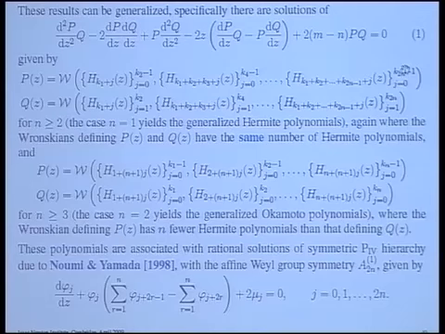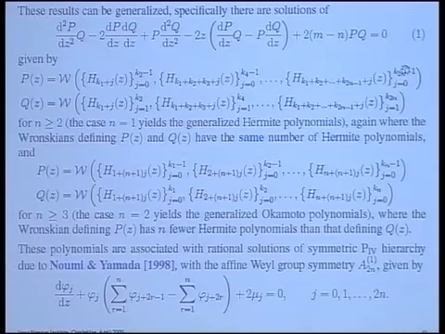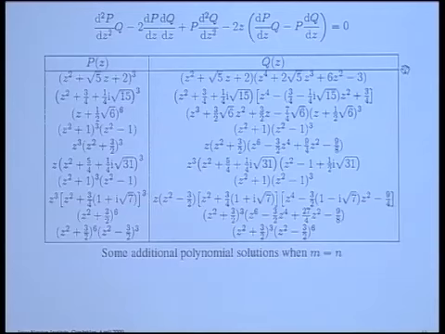And then you can also do essentially an extension of the generalized Okamoto polynomials. Just keep adding more of these as well. So in this one, they have the same number of Hermite polynomials. In this one, the P has n fewer. And in fact, both of these sets of polynomials are related to rational solutions of the symmetric P4 hierarchy due to Noumi and Yamada. So for this symmetric system here, these polynomials are related to the rational solutions of that.